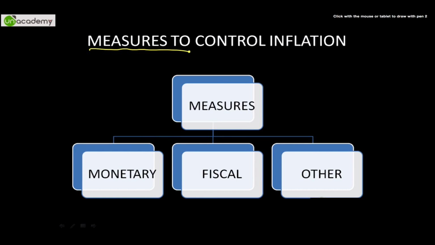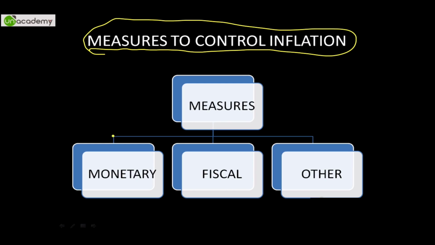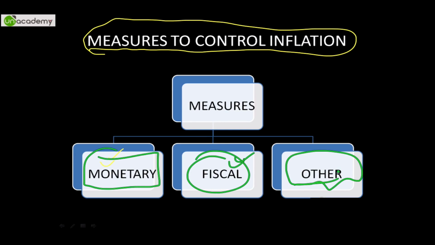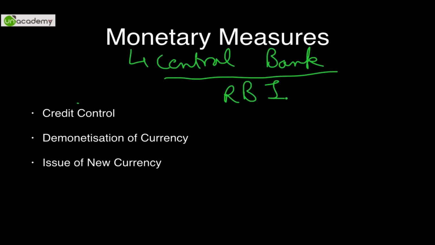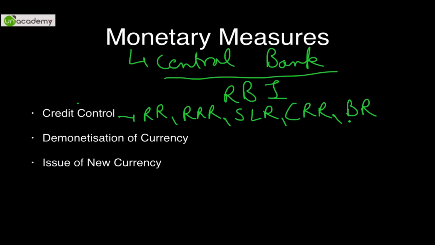Now we will move to measures to control inflation. So how to control inflation? Either you can do it by monetary measures, then there are fiscal measures, and finally there are other measures as well. Monetary measures are taken by the central bank of a particular nation, for example the US Federal Reserve, or in India it's called the Reserve Bank of India. What they usually play with are rates: the reverse repo rate, then SLR, statutory liquidity ratio, then cash reserve ratio, and finally the bank rate, which is usually not touched. There are OMOs also, but let's not talk about it right now.